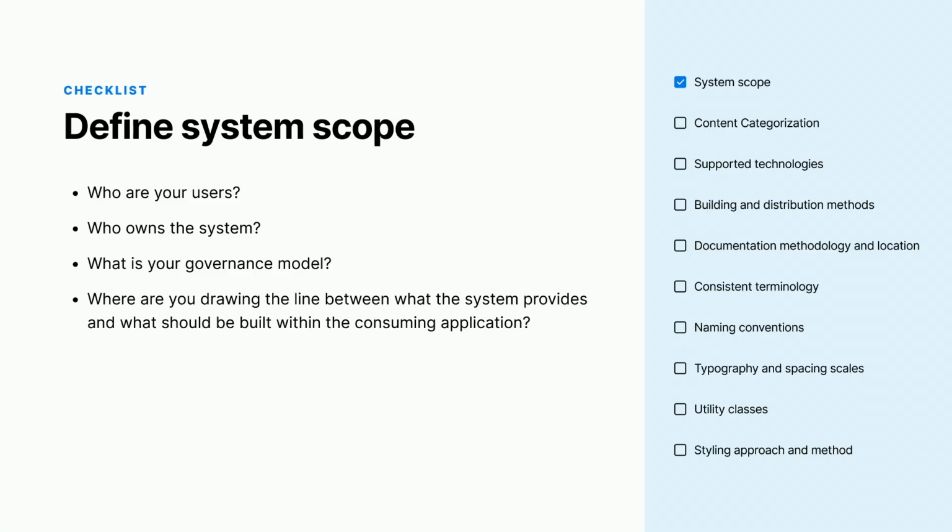Okay, so the first item is: what is your scope? Who are your users? Who owns the system? Is it you as a single person? Is it a team? What is your governance model? That means if someone wants to add or change a component, how does that work? You should probably write all this out ahead of time. And this is the big one: where are you drawing the line between what the system provides and what should be built within the application? In our case, that's the Drupal site.